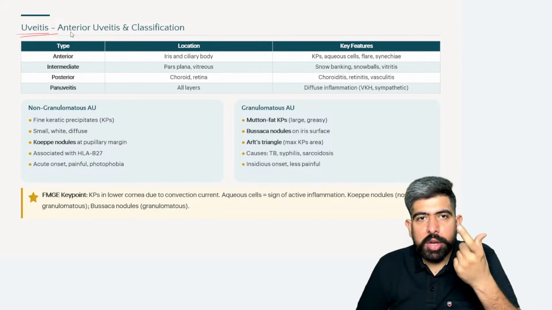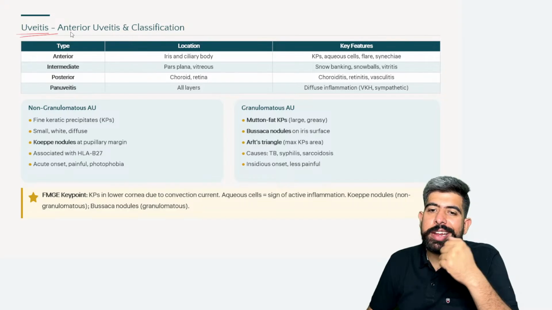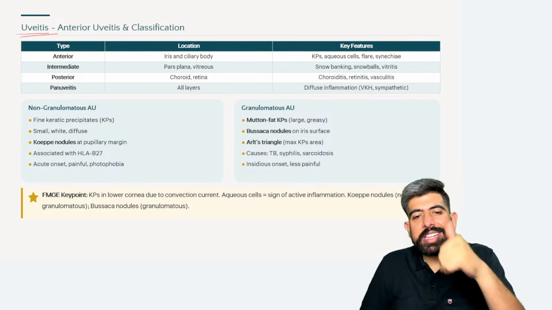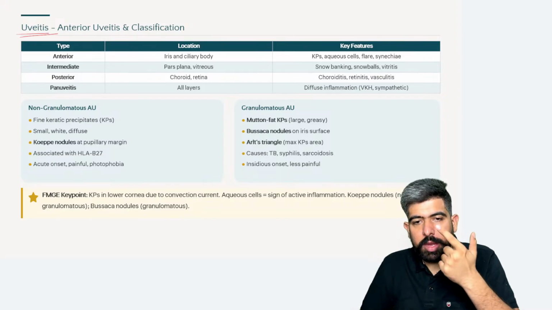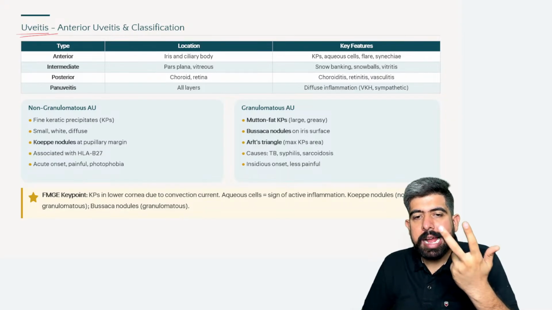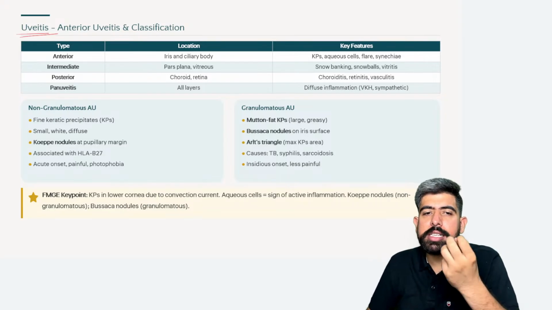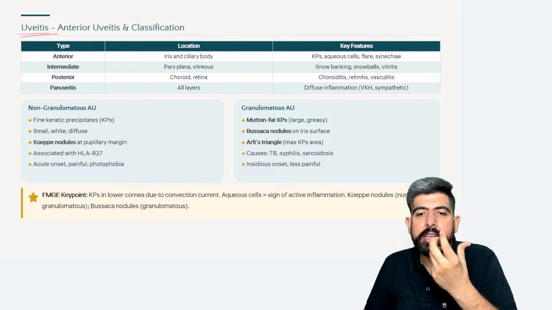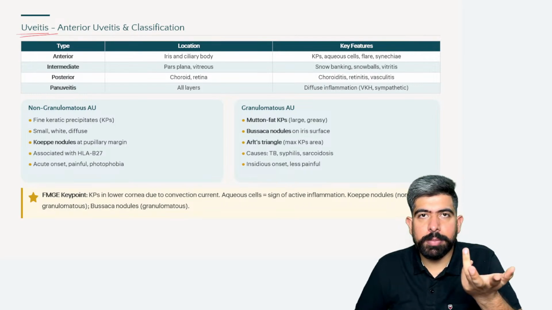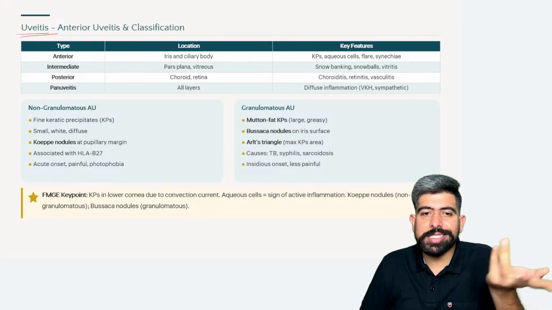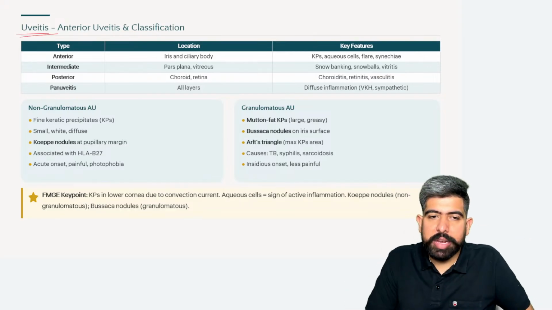We have the outer fibrous layer, the middle uveal layer, and the inner nervous layer. This middle uveal layer has the iris, the ciliary body, and posteriorly the choroid. All three are known as the uvea or uveal system. Now, if this uveal system gets inflammation, itis means inflammation, that is known as uveitis.